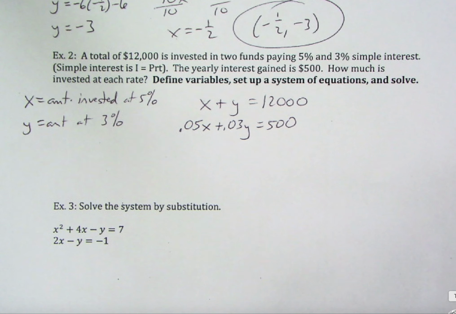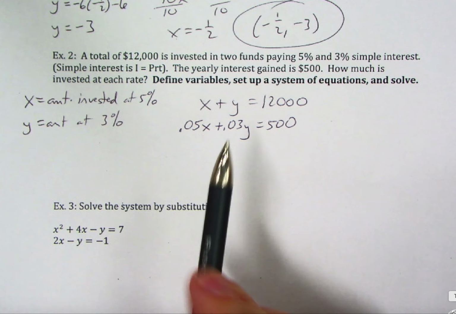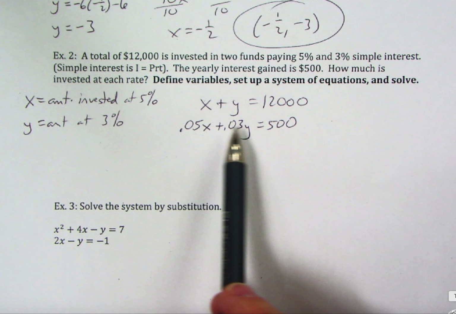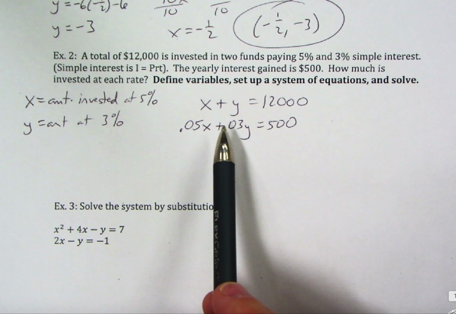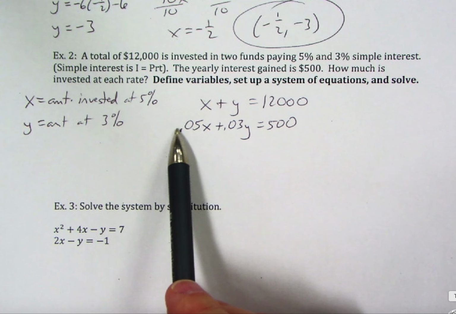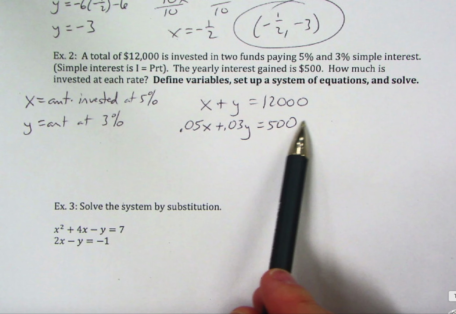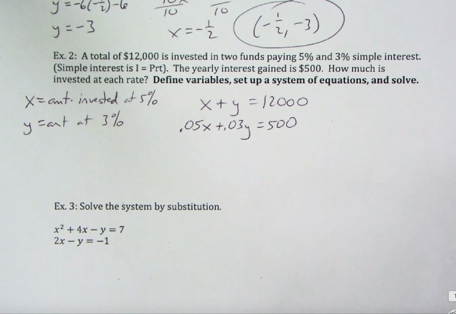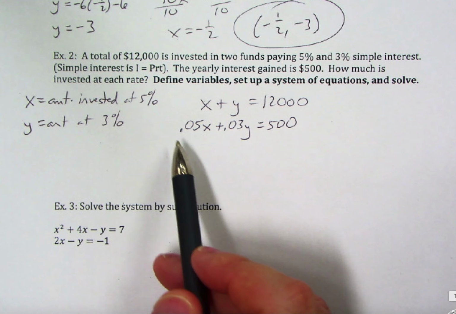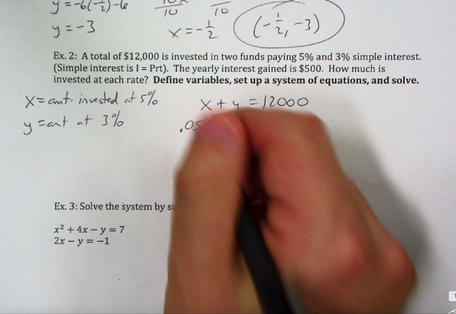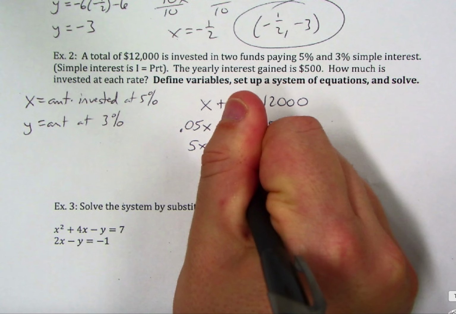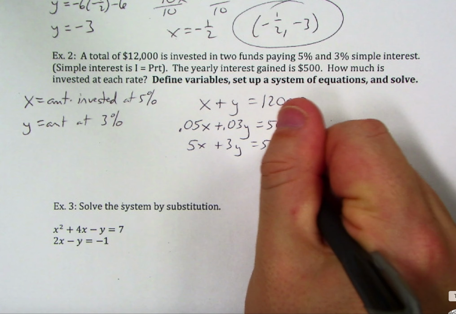When we do systems, especially with word problems, we'll do a bunch more next class, you get to choose how you want to solve them. Because this is the substitution lesson, I'm going to use substitution. Now, me personally, I don't like working with these decimals, like 0.05 and 0.03. So what I like to do, and you do not have to do this, I like to take everything in this equation and multiply it by 100. And that's going to get rid of my decimals. Basically, I'm moving all the decimals to the right 2 places. So I'm going to make this be 5x, 3y, and then 50,000.